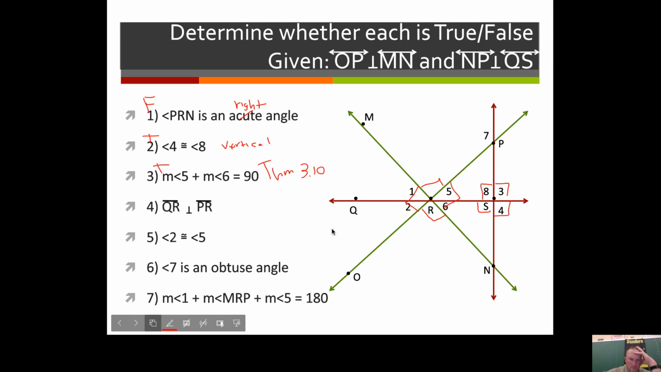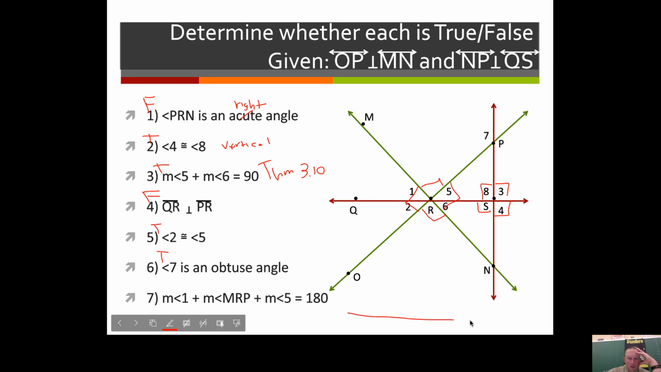Number 4. Segment QR is perpendicular to segment PR. Do these make a right angle? Definitely not. Angle 2 is congruent to angle 5? Definitely. They're vertical again. Number 6. Angle 7 is obtuse. Definitely. Number 7. Measure of angle 1 plus the measure of angle MRP plus the measure of angle 5 equals 180.